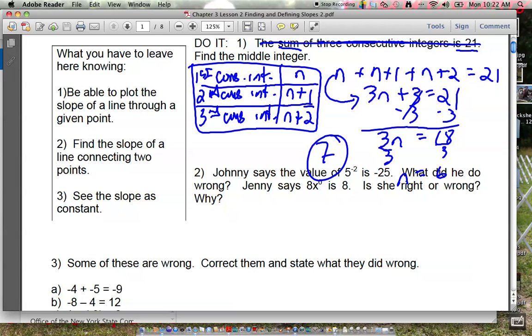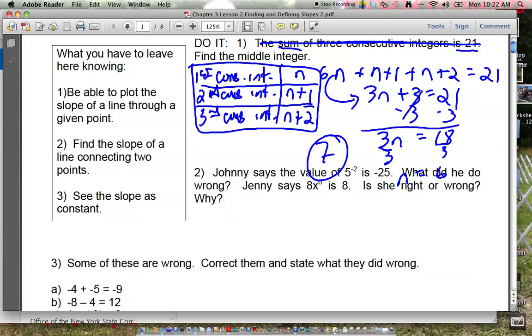It says find the middle integer. 6 goes here, but the middle one would be 7. What would the biggest one be? 8. Okay. So that is a very traditional type of consecutive integer question. It is something that we should be comfortable with.